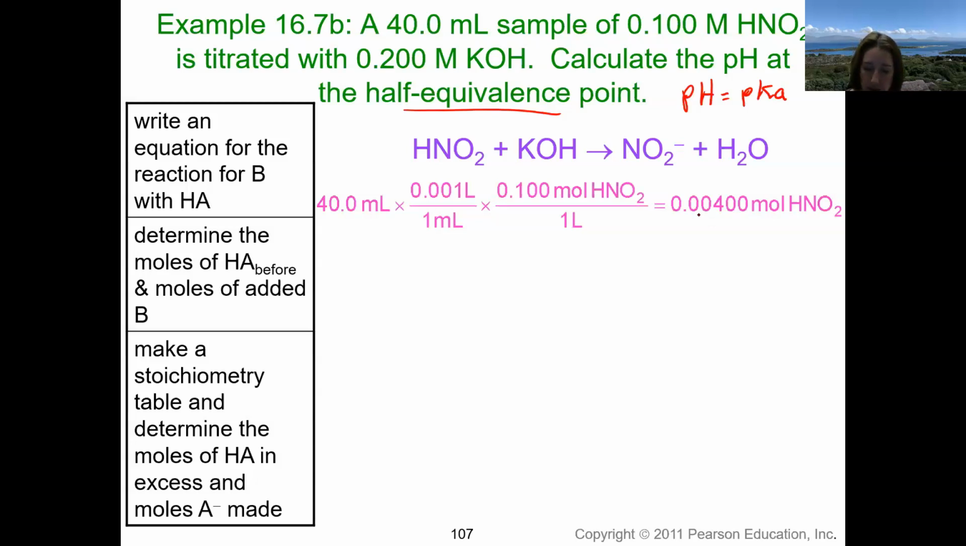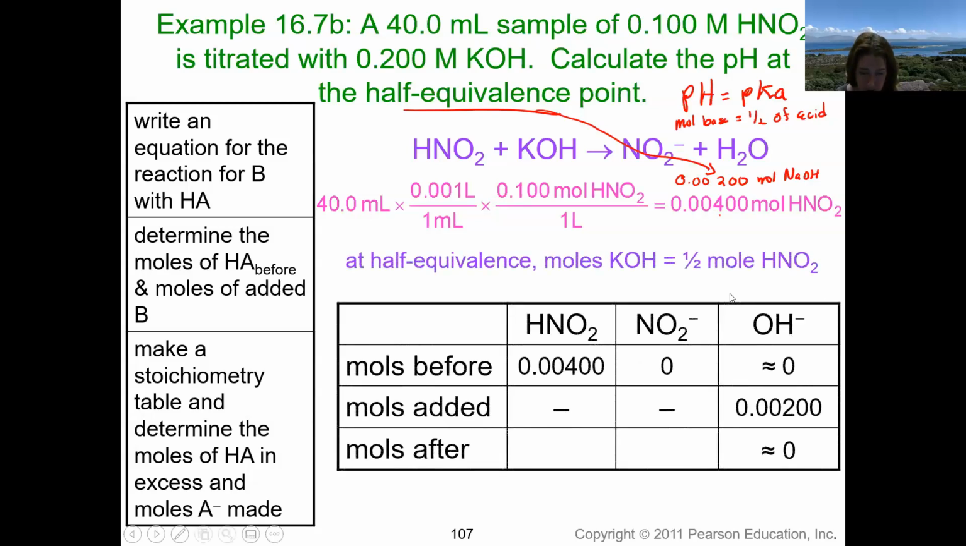So that means here's the moles of our acid. At the half equivalence point, we would have half the amount of this. So we'd have 0.00200 moles of NaOH. So pH equals pKa, and moles of base equals half of acid. So those two things are true at the half equivalence point. And of course, I just wrote that down.